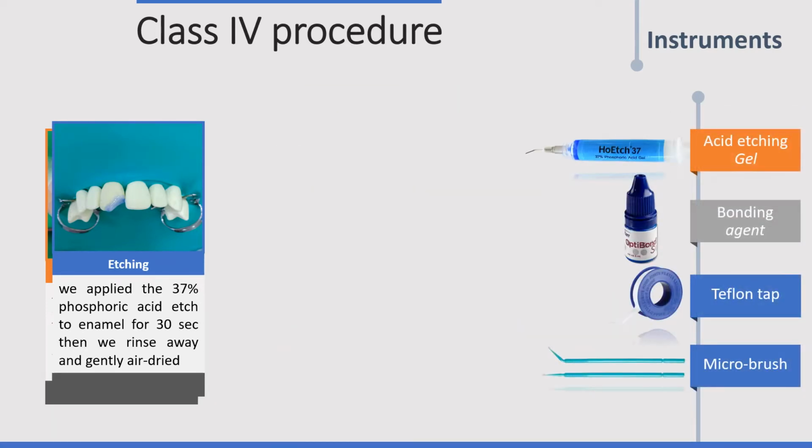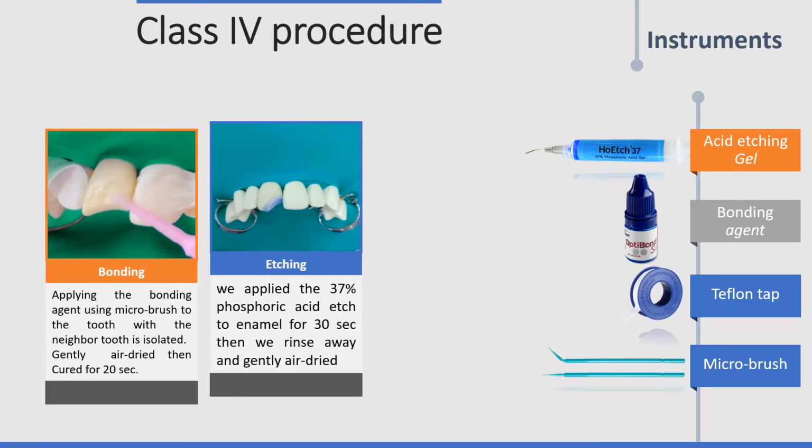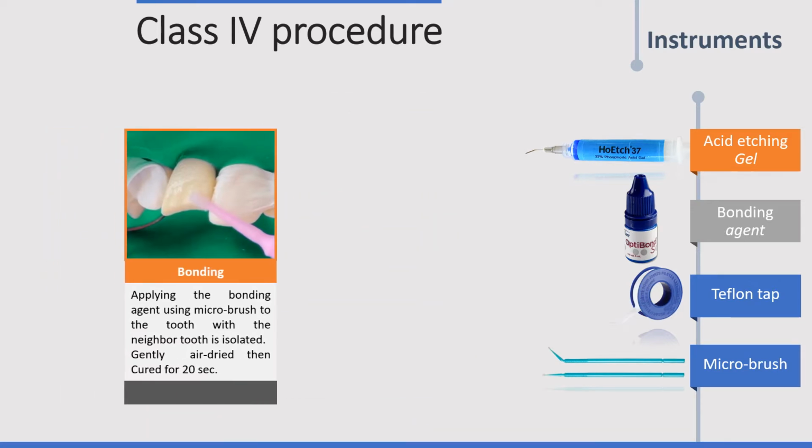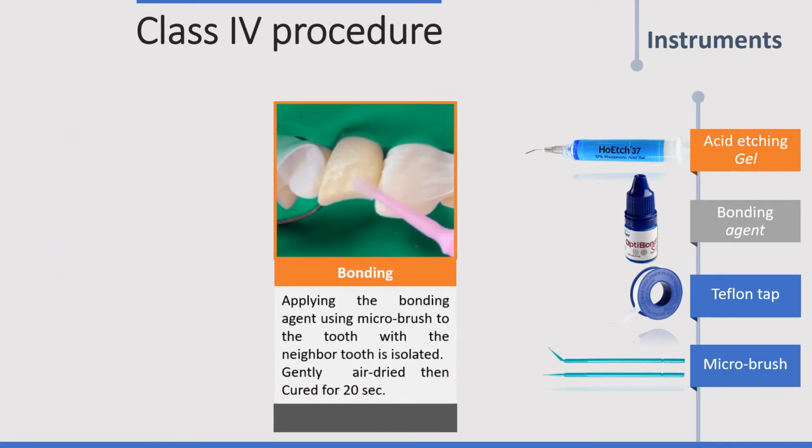For etching and bonding, we will use acid etch of 37% phosphoric acid in gel form, bonding agent, Teflon tape, and micro brushes. We apply the acid etch on enamel for 30 seconds and on dentin for 15 seconds. Rinse it away and dry it gently to get a chalky appearance of the tooth. Applying the bonding is the next step using a micro brush, protecting the neighboring teeth using Teflon, and light curing the prepared tooth for 20 seconds.